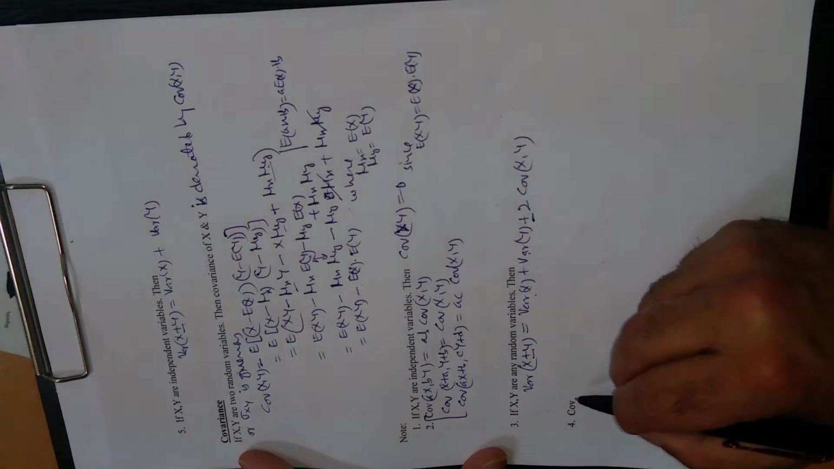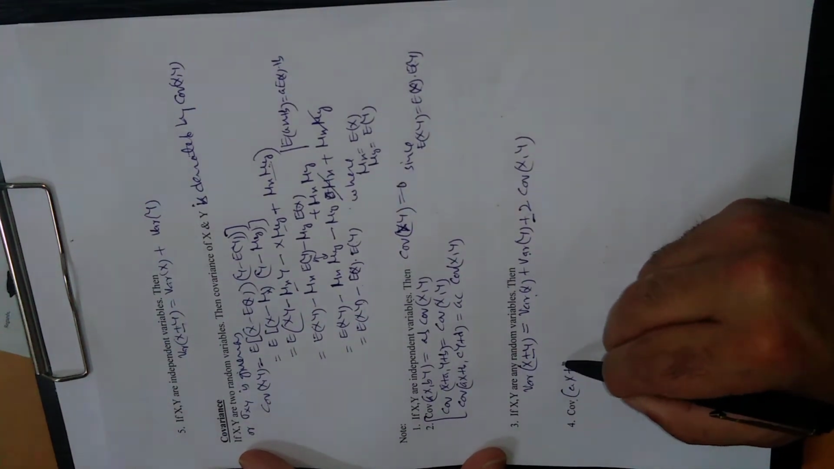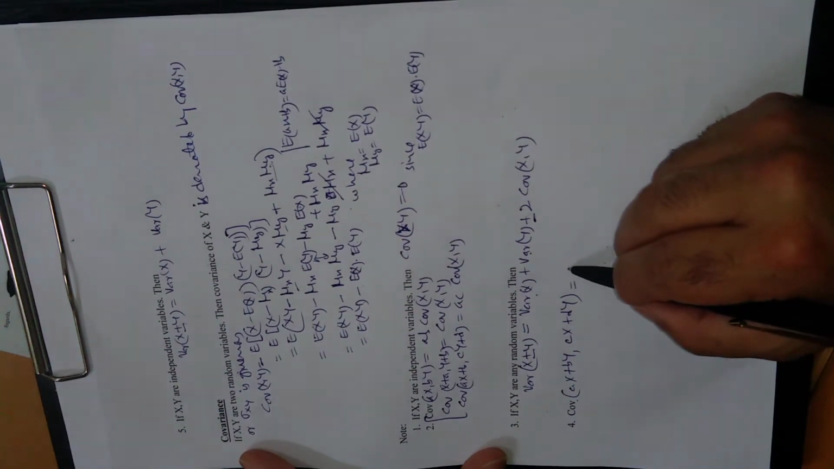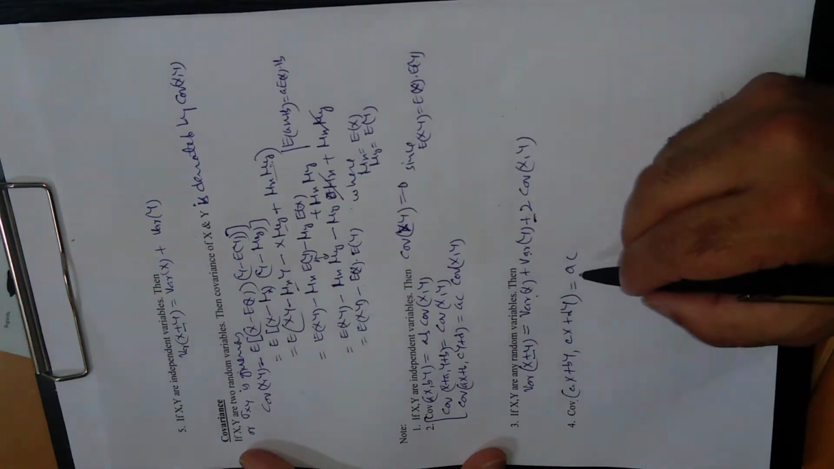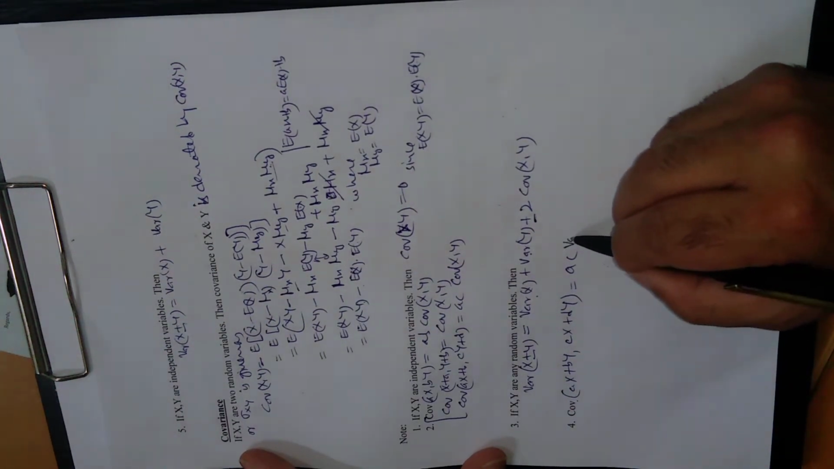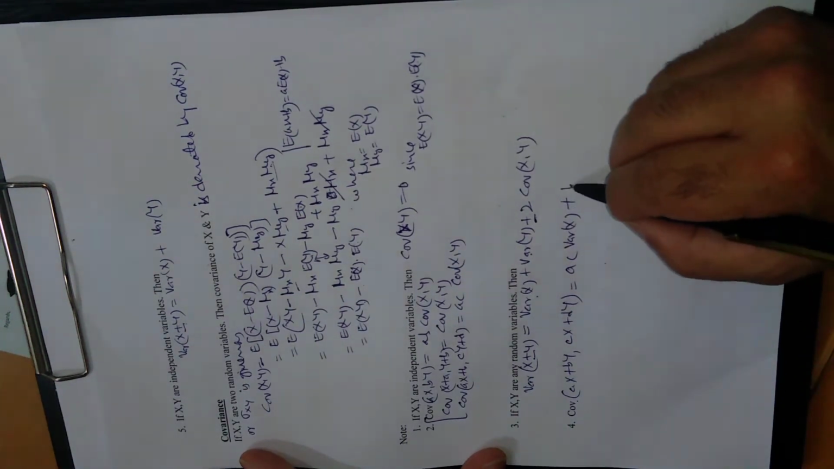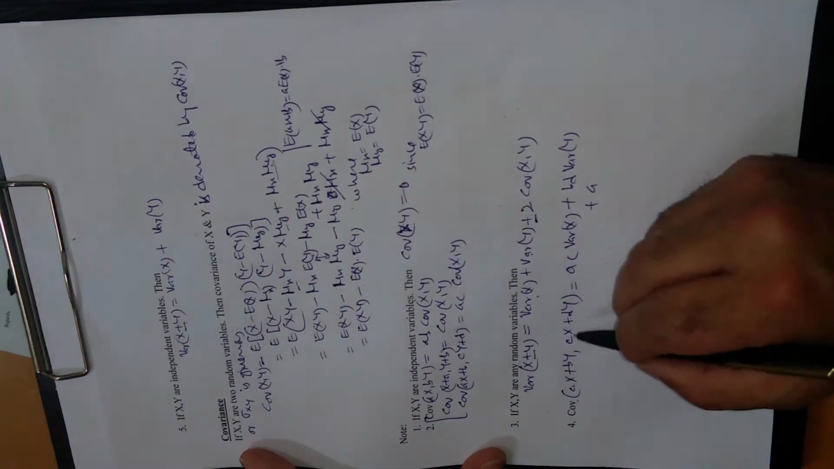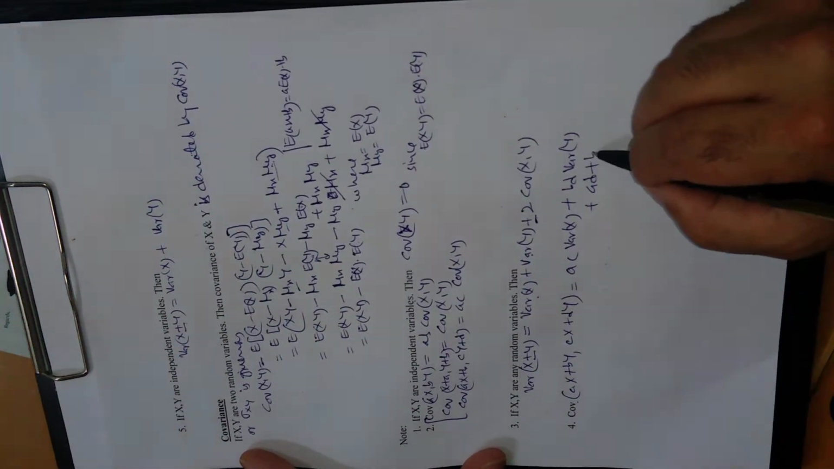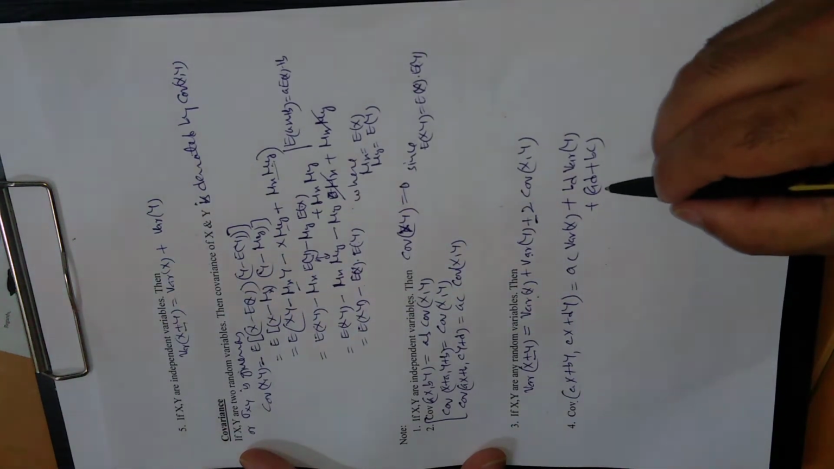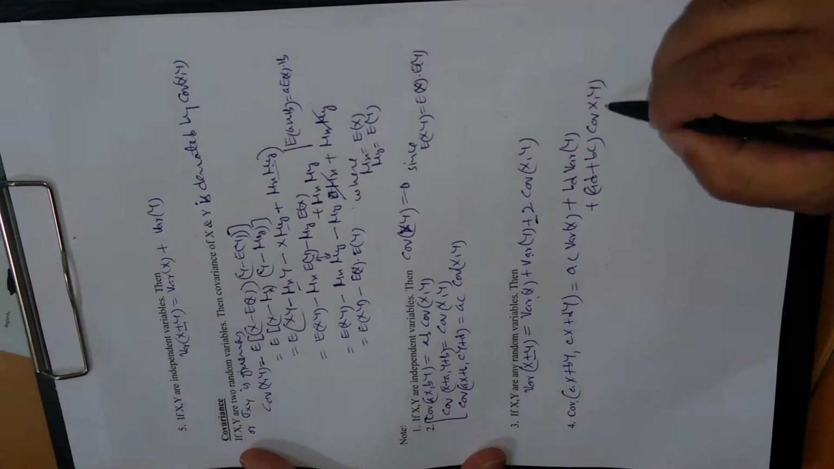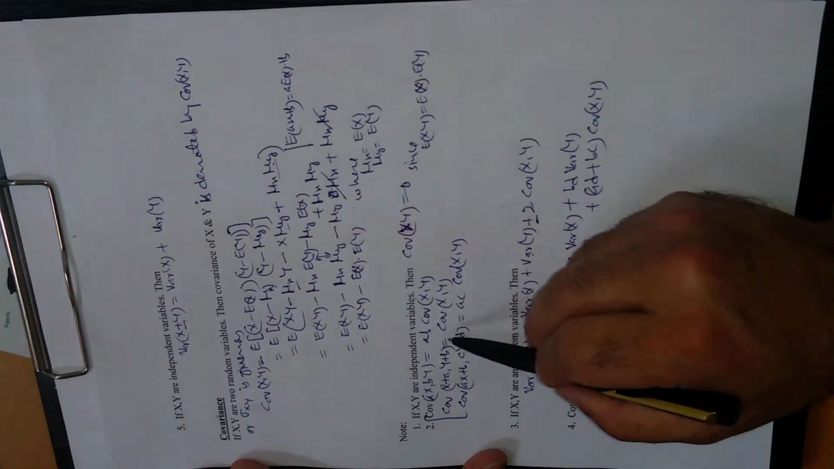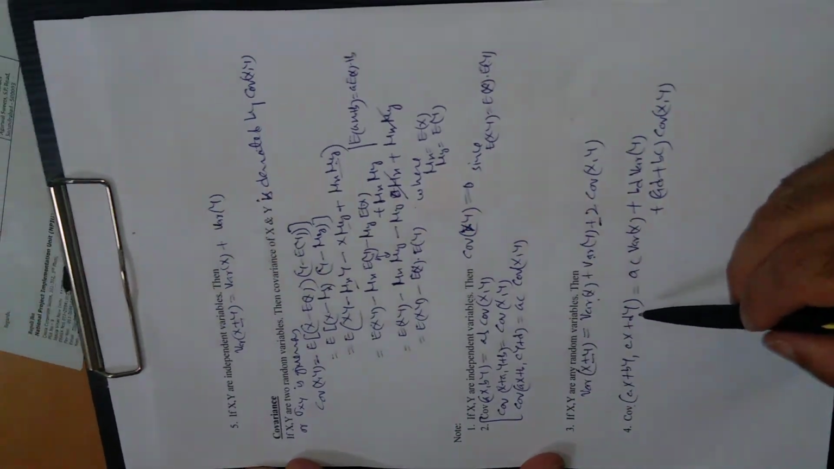And finally, covariance of ax plus by and cx plus dy will be equal to ac times variance of x, next bd times variance of y, next ad plus bc times covariance of x and y. So these are some important results related to covariance.